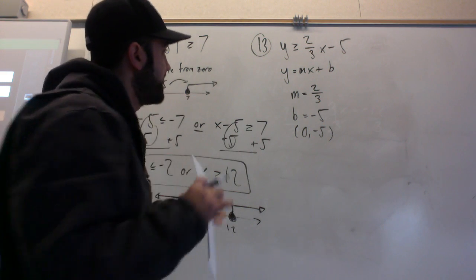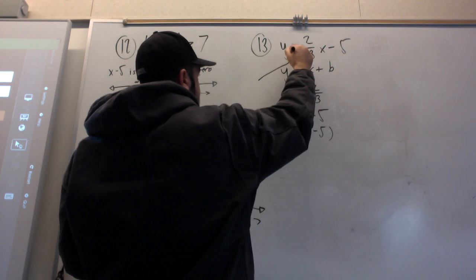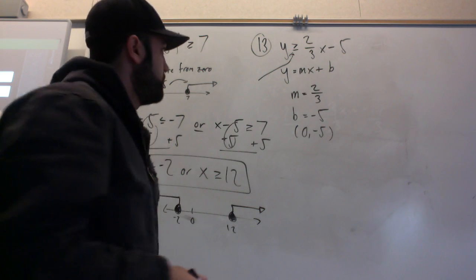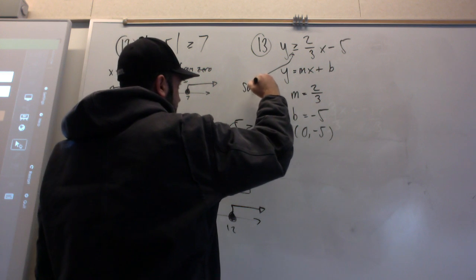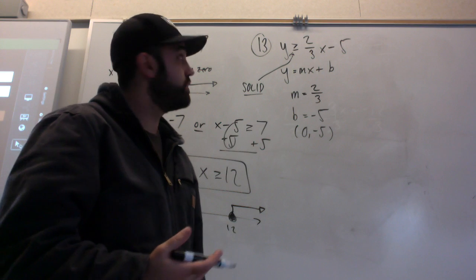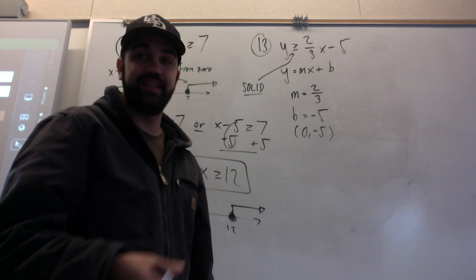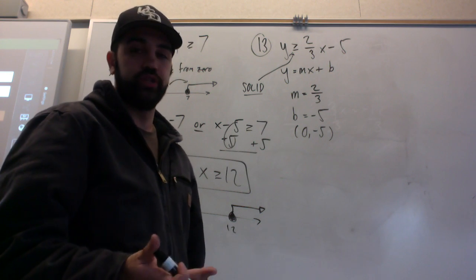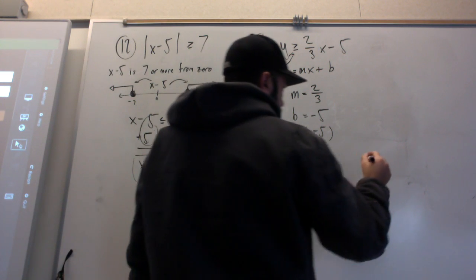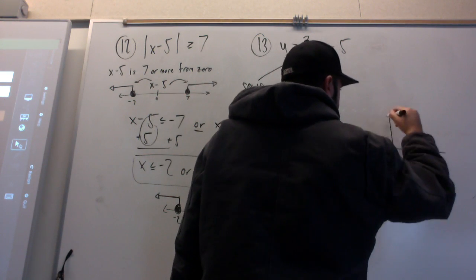So the next thing is to look at the inequality sign. In this case, it is greater than or equal to. Because it has the or equal to, it's going to be a solid line. But if it did not have that, if it was greater than or less than, we know it's a dotted line because that line is not within the solution set. Those points are not part of the answer. So let's graph this.